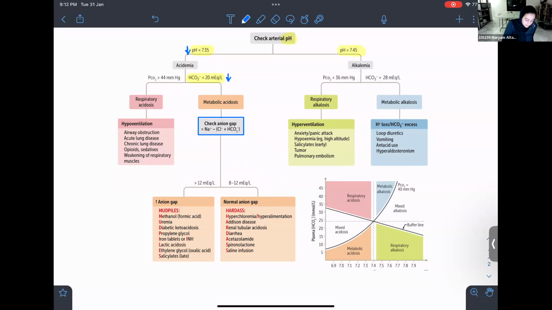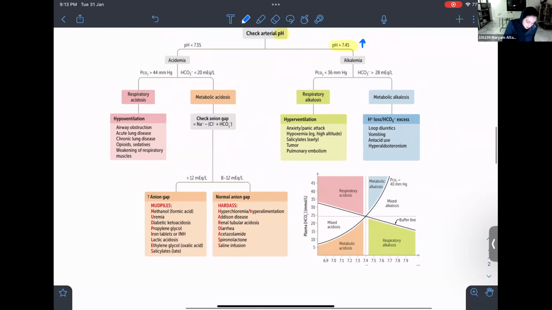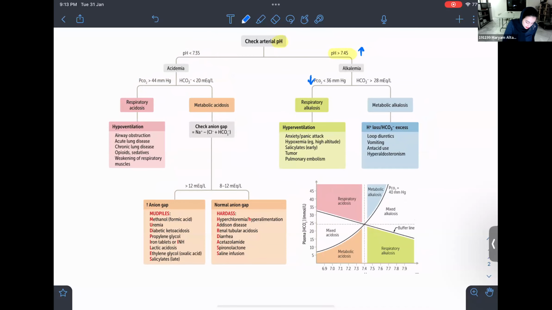All right, now let's go on the other side of the spectrum. All right, so your pH is higher. Now, if your pH is high and your PCO2 is low, that means they're opposites, respiratory opposites. So this is a primary respiratory alkalosis. Okay, so maybe this patient is hyperventilating. Maybe they're having a panic attack. Maybe they're hypoxemic, so at high altitudes because the oxygen level is lower. Maybe there's a pulmonary embolism. There's a variety of different causes. And so that's for your primary respiratory disorders.